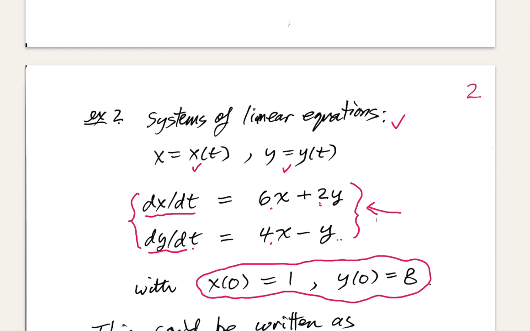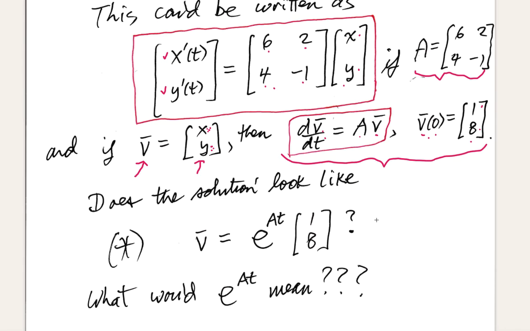Okay? How about the solution to this one? Could this solution look something like this? V bar equals e to the at, where a is that square matrix, times this vector 1, 8. Notice this initial value vector has to be written over on the right-hand side. Otherwise, the left and right hand sides would have different dimensions, right?